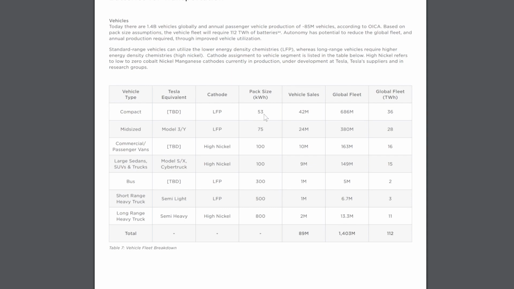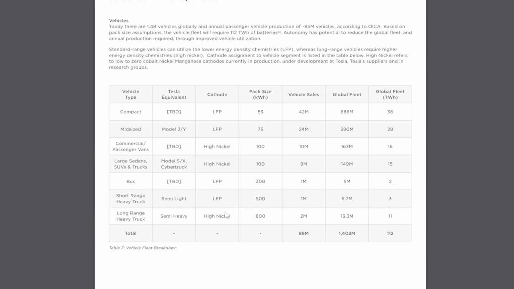So this pack size is just what they calculate to be the average for vehicles in that segment, the compact segment. It's not what Tesla is going to have for their pack size. It's not even just Tesla's average pack size. It's the global average pack size for a compact vehicle. And that goes throughout this chart.